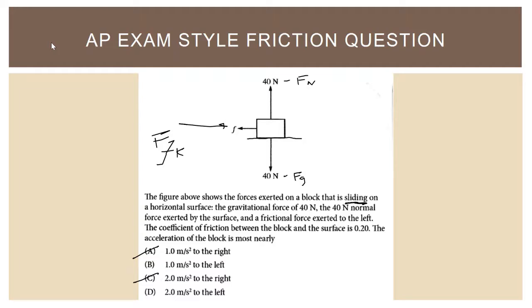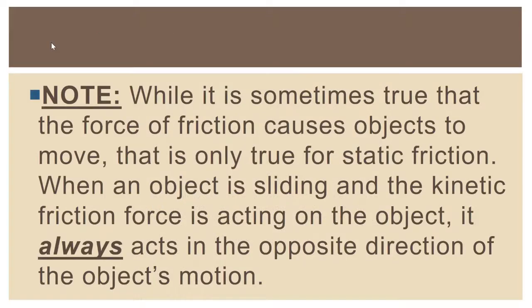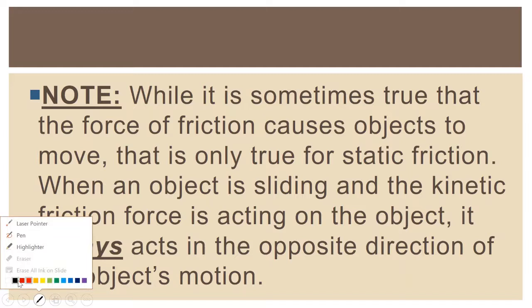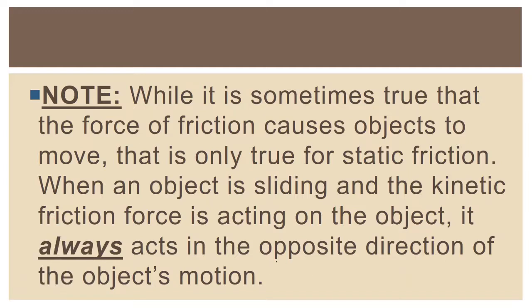and write this down. It says here, note, while it is sometimes true that the force of friction causes objects to move, that's really only true for static friction. When an object is sliding and the kinetic friction force is acting on the object, it always acts in the opposite direction of the motion. And that's true. I actually want to add something onto this, and that's true whether or not there's an applied force.